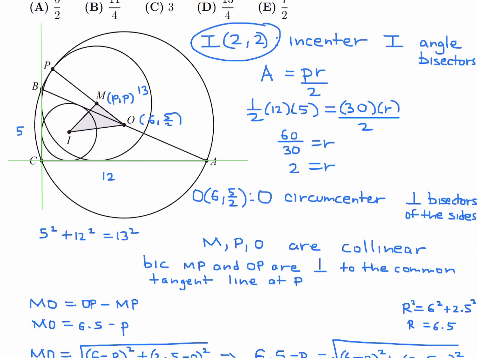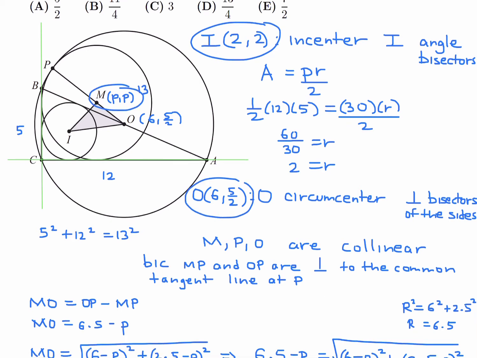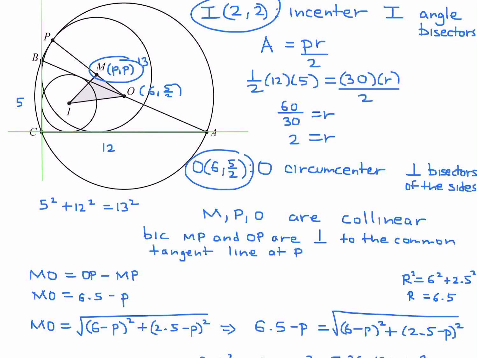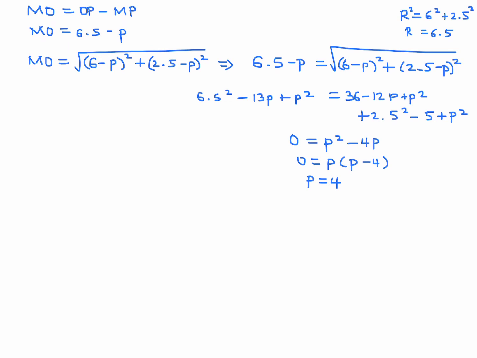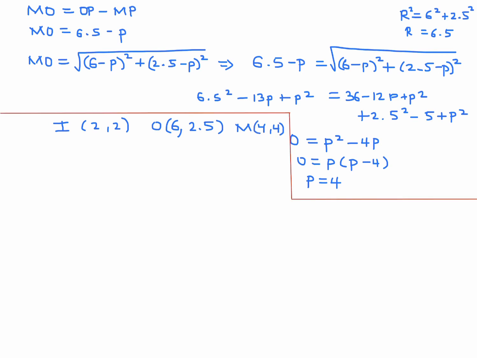So I have O, and I have M, (4, 4). So I have all 3 points of that triangle, MOI. Now I can calculate the area. So I have I, which is (2, 2). I have O, which is (6, 2.5). And I have M now, which is (4, 4).